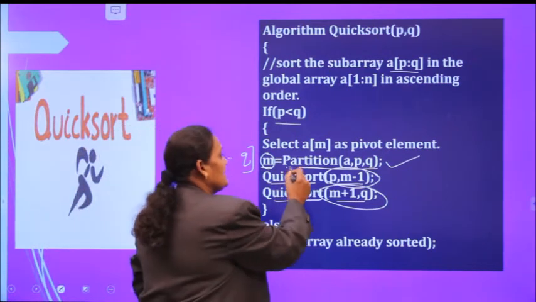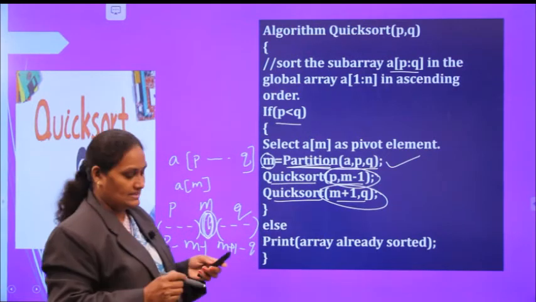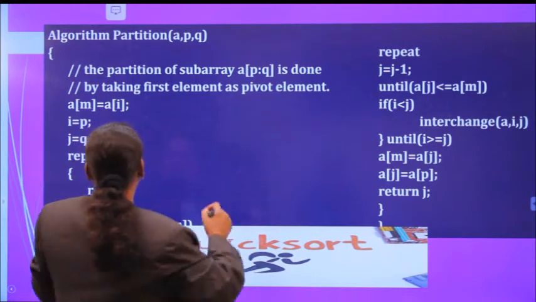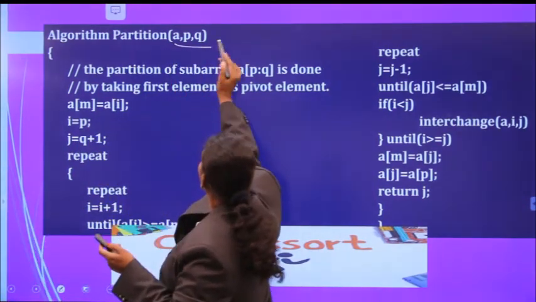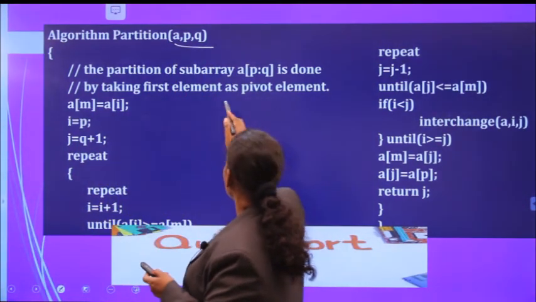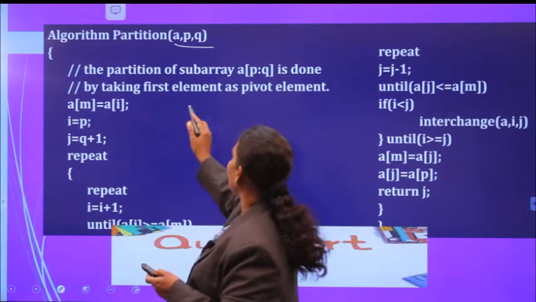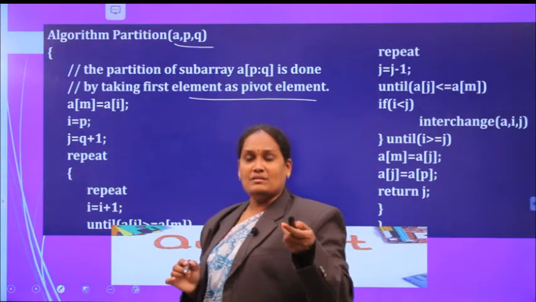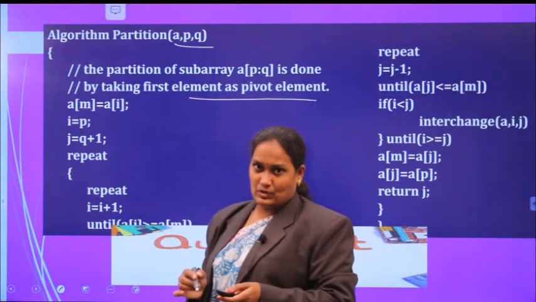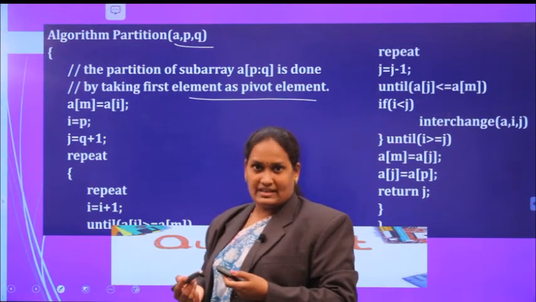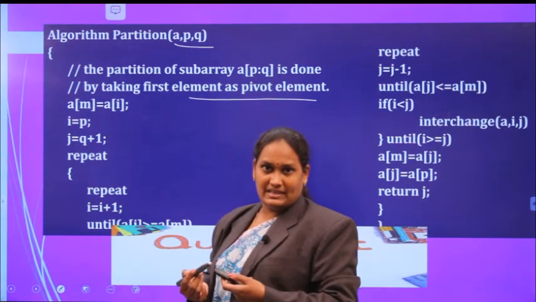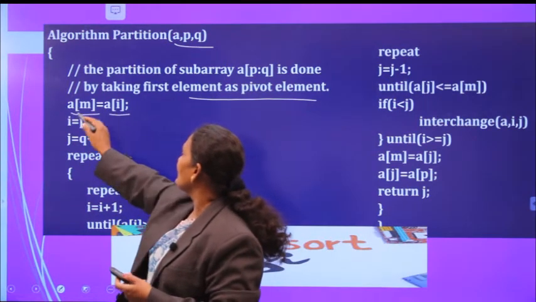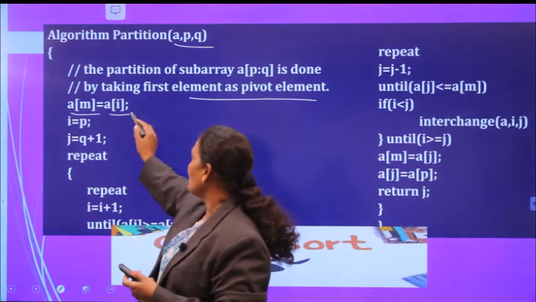Now we are going to see the partitioning procedure, how the partitioning is done. Algorithm partition a, p, q. The partition of subarray a p to q is done by taking the first element as pivot element. I already said that randomly any element can be considered as the pivot element, but for our convenience, we are considering the first element as the pivot element. Now the first element a of i is equal to a of m. Here I selected the pivot element.